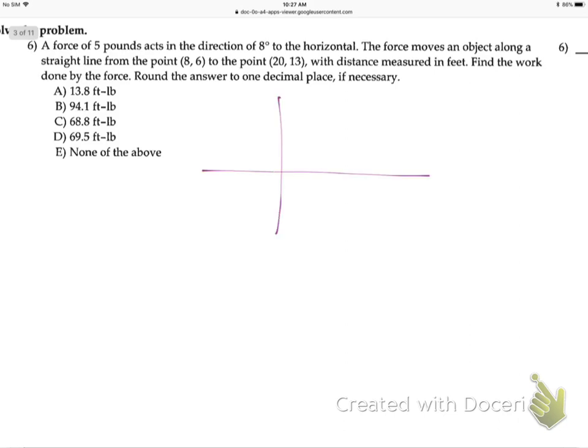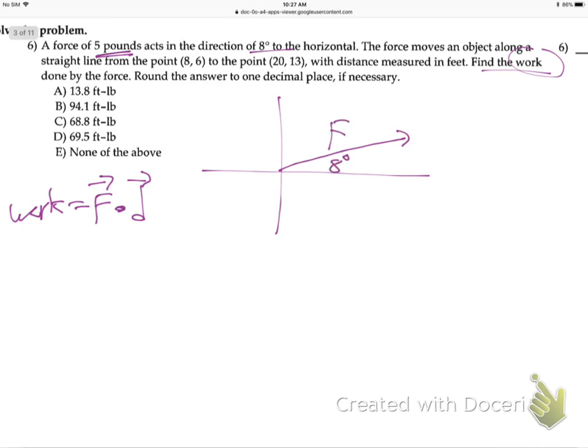So basically, these are the work problems we did. Remember the work problems? Find the work. Work is a force vector dotted with a distance vector. Force vector, dot product, distance vector. So what's the force? 5 pounds, 8 degrees to the horizontal. So the force vector is 8 degrees above the horizontal, and it's 5 pounds. So that means there's a horizontal and a vertical component to that force vector.